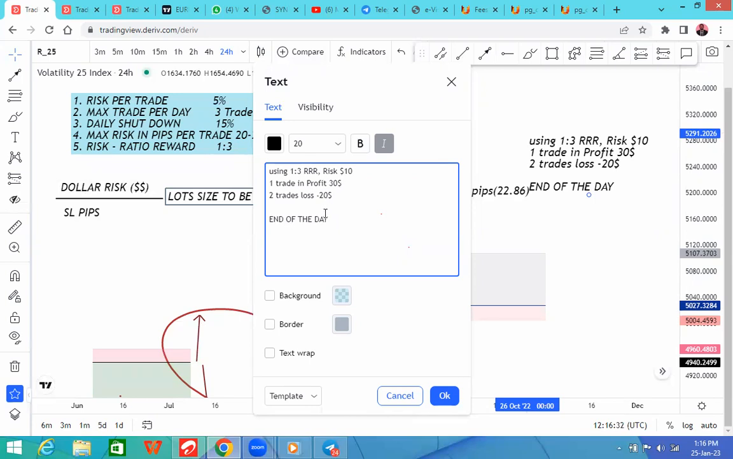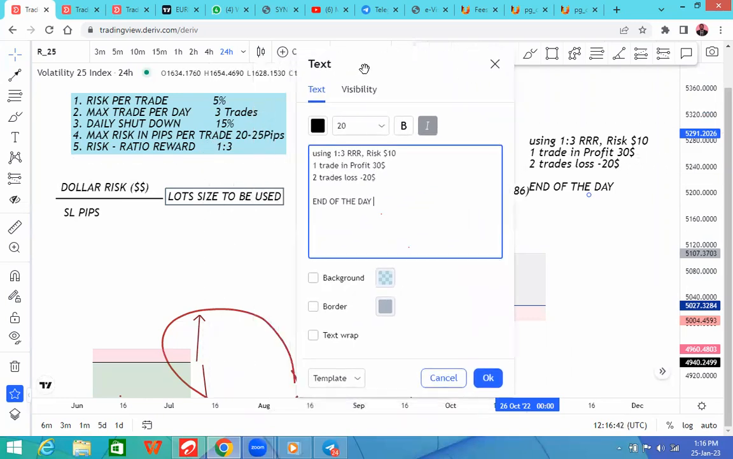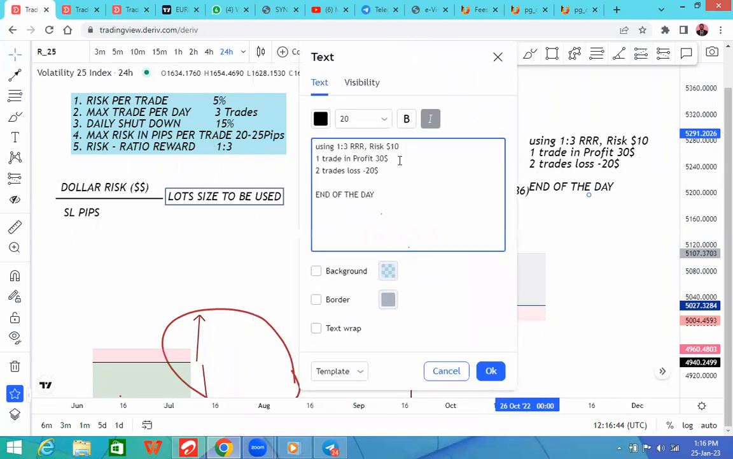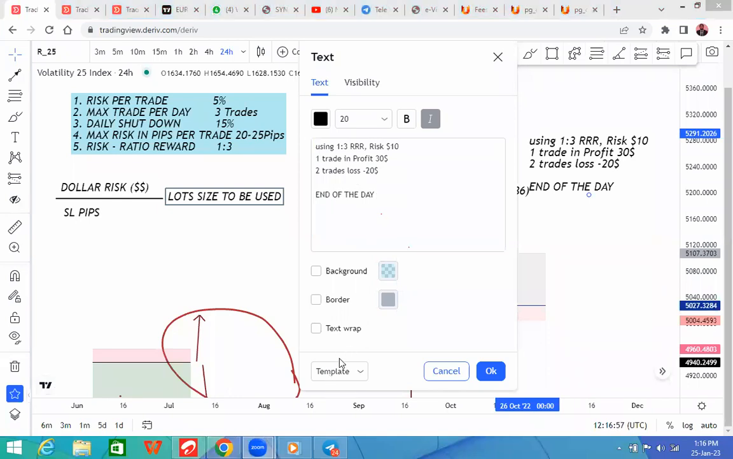Please drop it in the chat box. Let me know if you are following. With what I've written on the chart, I'm risking 1 to 3 as my risk reward by our formula, and I'm risking $10. One trade went my way, I made $30. Two trades, I lost $20 because two trades didn't go my way. What will I close the end of the day with?